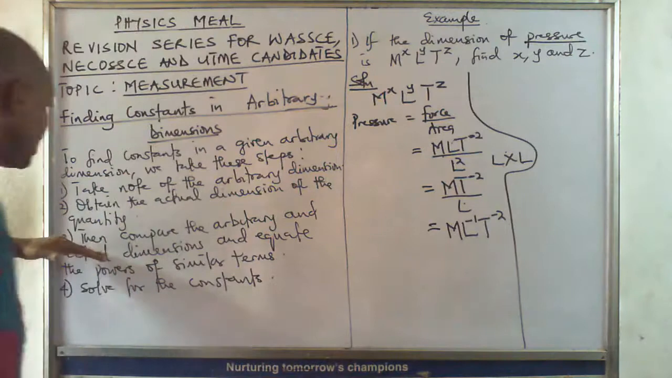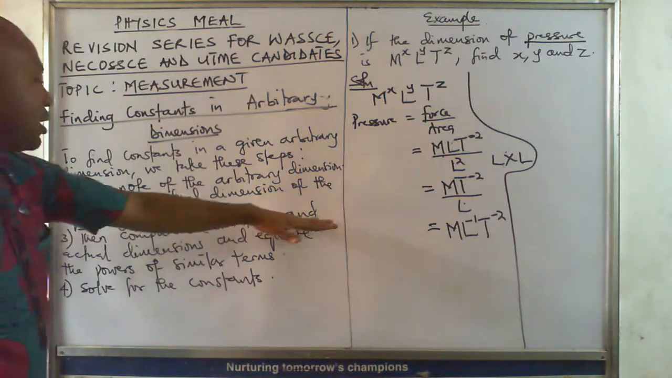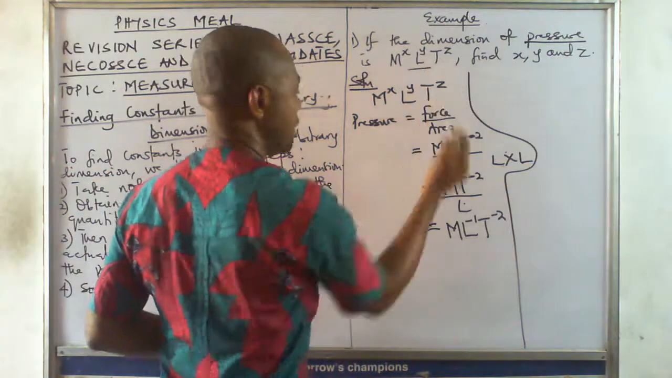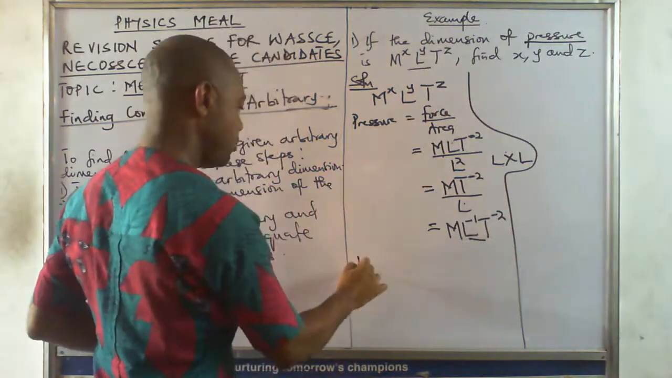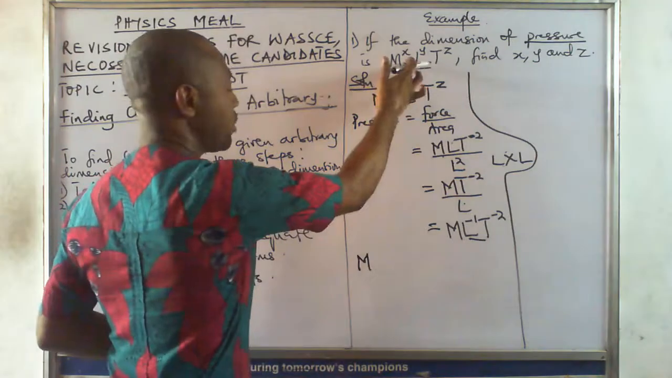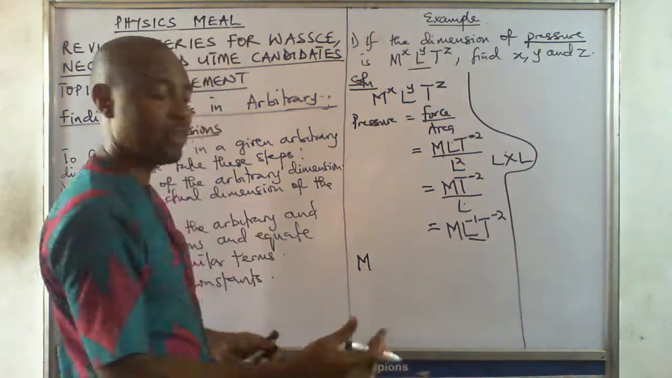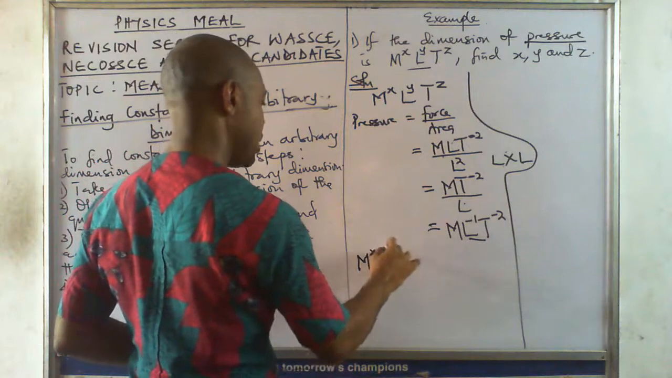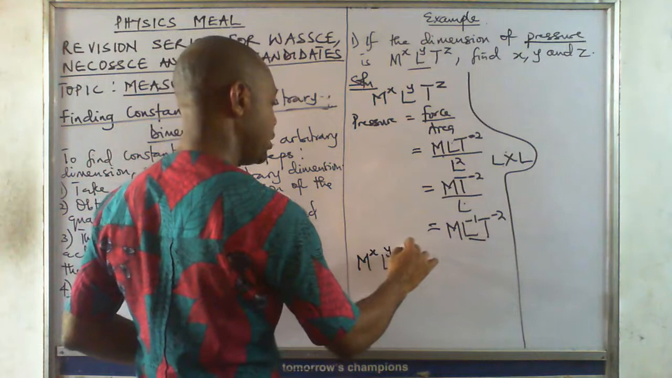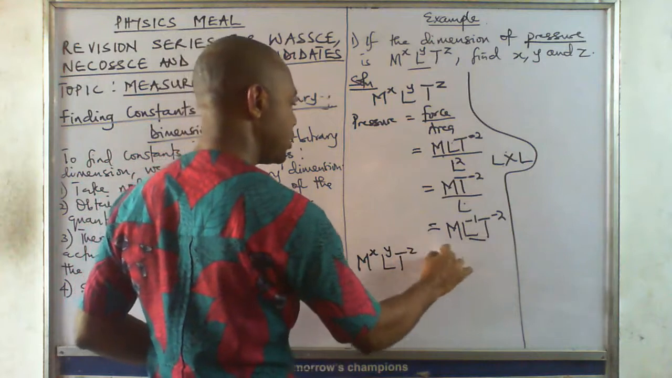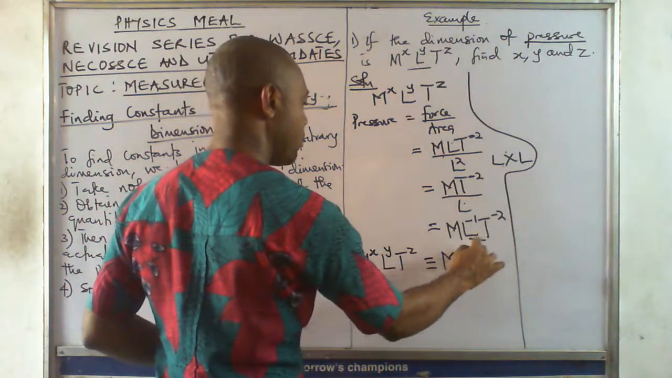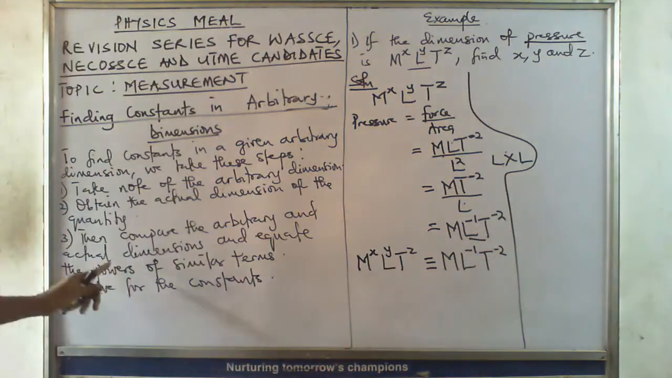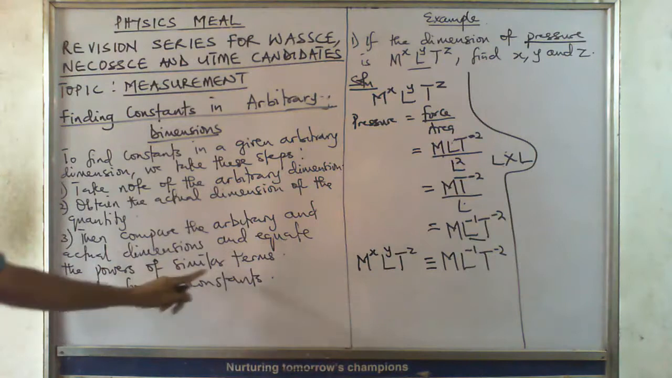So they say, then compare the arbitrary and the actual dimension. Where is the arbitrary dimension? This. Where is the actual? This. Compare them. So if this is the dimension of pressure and this is the dimension of pressure, it means they are equivalent. So M raised to power x, L raised to power y, T raised to power z is equivalent to M L raised to power minus 1, T raised to power minus 2. Now they say, and equate the powers of similar terms.